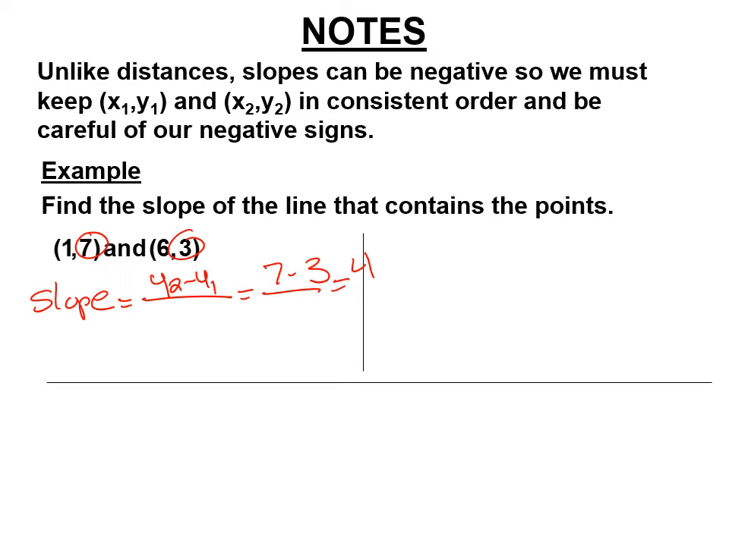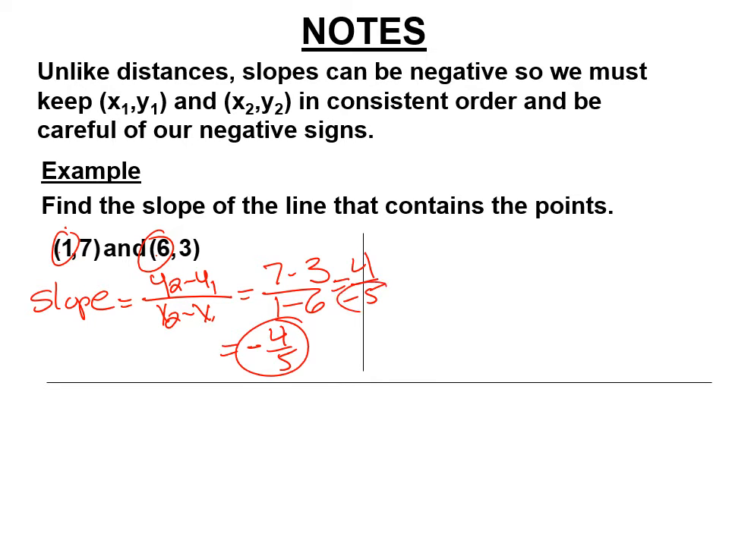Okay, now, look what happens on the bottom. So then I have to start with 1. Since I started with 7, I have to start with 1 and 6. So I get 1 minus 6. And what do I get? I get negative 5. So the slope here is negative 4/5.